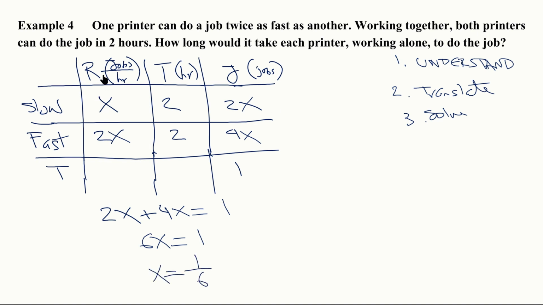Now remember what the rate units were? Jobs per hour. So we can just say J over hour, right? Now, they didn't ask us for that, did they? They didn't say, hey, what's the speed or what's the rate of each printer? They said, how long would it take each printer working alone to do the job, right? So what we can do now is first figure out the rate for the fast printer, right? So this is the rate for the slow printer, which means the rate for the fast printer is going to be twice that, right?